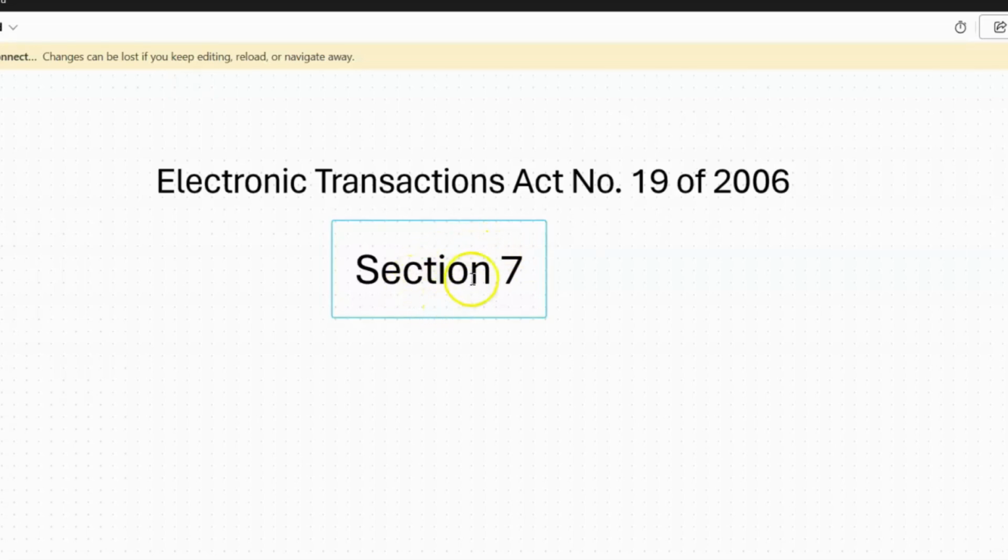The next section is Section 7. This section recognizes electronic signatures. If the law requires a signature, a signed document, or authentication, an electronic signature satisfies that requirement.